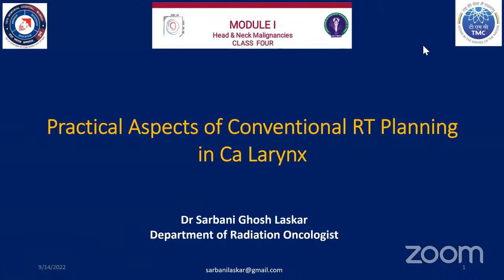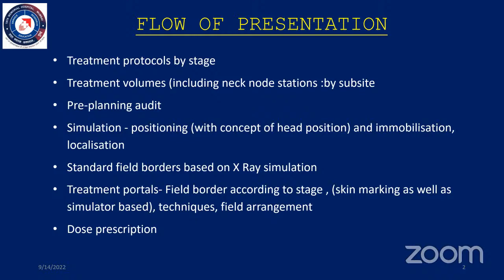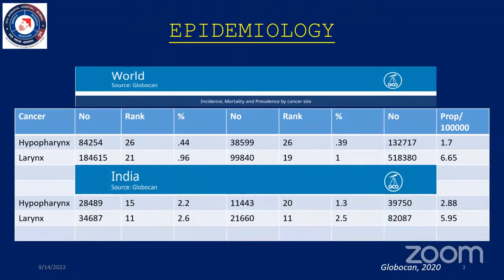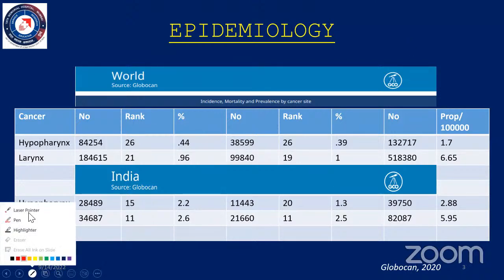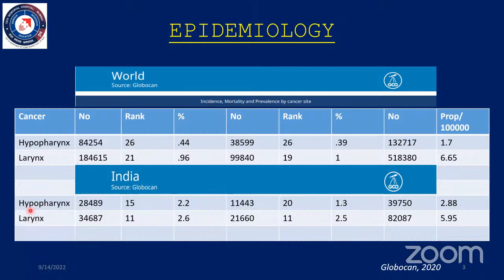So let's begin. This is essentially the flow of the presentation. It begins with the anatomy. We'll talk about the protocols, the staging workup, simulation, radiotherapy portals, and dose prescription. So coming to the epidemiology of this cancer, for all students, it is very important to note the difference between laryngeal and hypopharyngeal cancers.